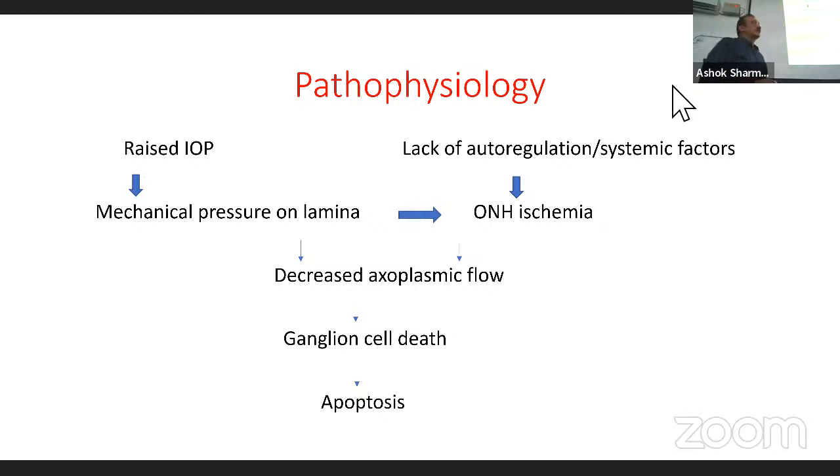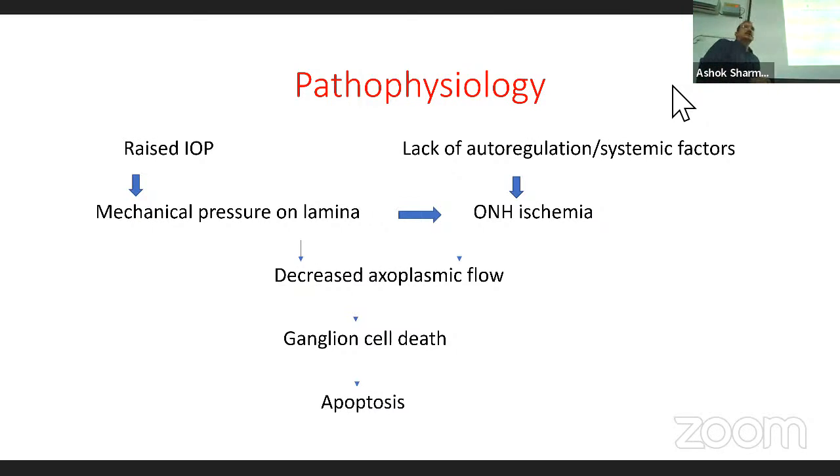So what is the pathophysiology of glaucoma? We'll rush through it. Raised intraocular pressure will cause mechanical pressure on the lamina. As you all know, the lamina is a sieve-like structure in the sclera, from where the axon nerve fiber layers pass to the optic nerve. So there is mechanical pressure on the lamina. It will block flow in the nerve fibers, leading to ganglion cell death or apoptosis, as you have read in pathology.